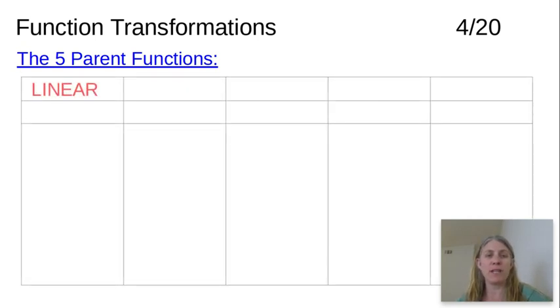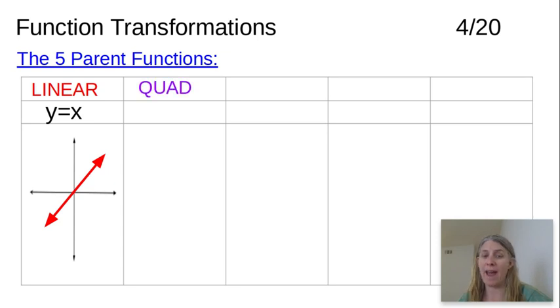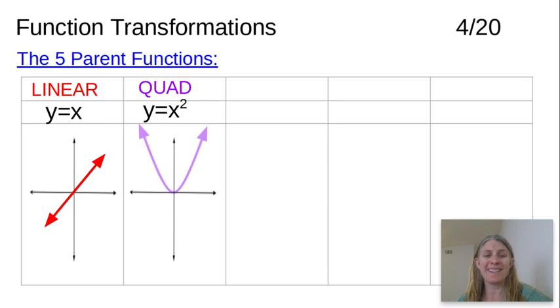So our very first type of function is our linear function, and it has an equation of y equals x. This means it has a y-intercept of 0, and we're going to move 1 up and 1 to the right. So that's what this looks like. Our next type of function is a quadratic, which of course is a parabola, which is y equals x squared. A parabola, y equals x squared, looks like this, and that's our parent function for quadratics.